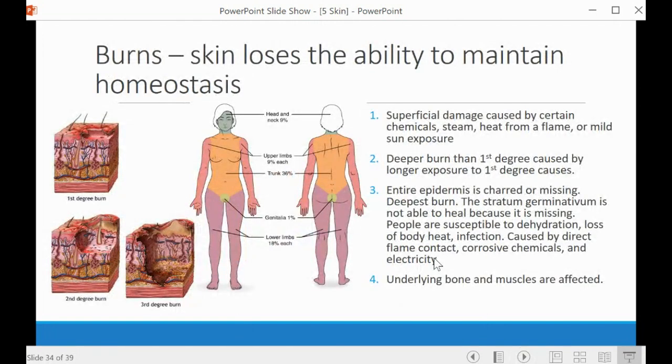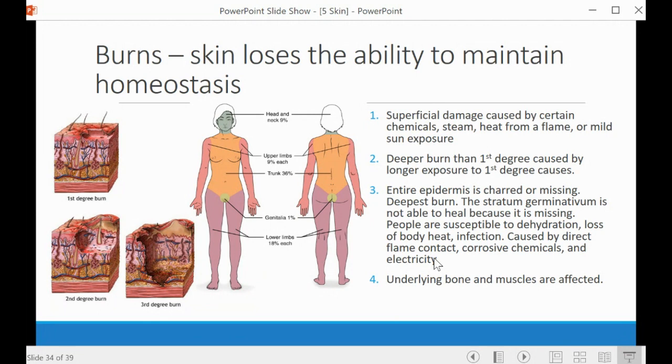Burns. During burns, the skin loses its ability to maintain homeostasis. And there's different degrees of burn. First degree burn is a superficial damage caused by certain chemicals, steam, heat from a flame, or mild sun exposure. There's a deeper burn than our first degree, and this is caused by a longer exposure to those same things. So any chemicals, steam, heat from a flame, or a lot of sun exposure can cause a second degree burn.